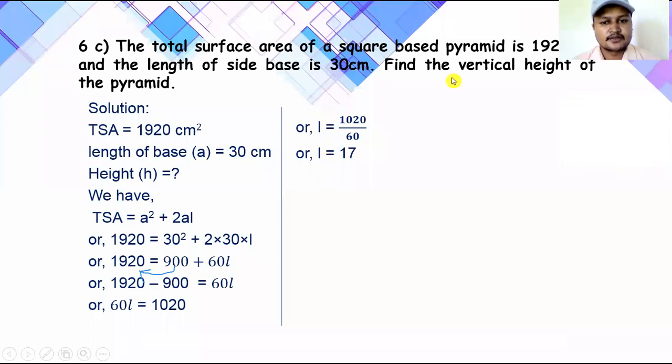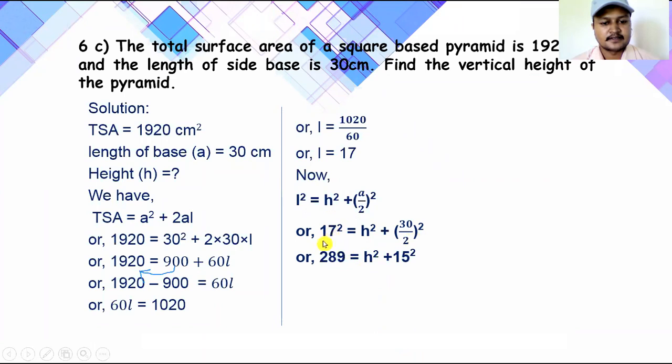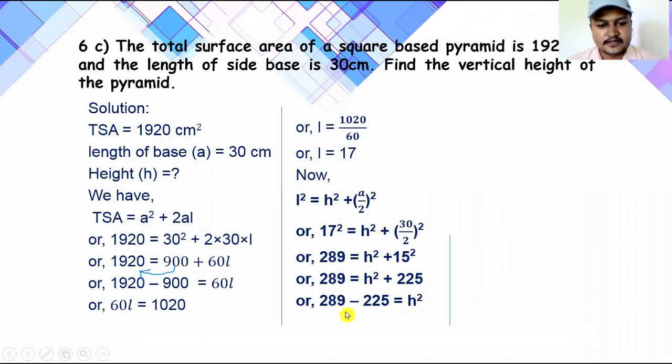After this, to find the vertical height, use the Pythagorean theorem. L square is equal to h square plus (a by 2) square, that is 17 square is equal to h square plus (30 by 2) square, which is 15 square. 17 square is 289, and 15 square is 225. So 289 minus 225 is equal to h square. Subtract it: 289 minus 225 is 64, and the value of h is 8 centimeter, and it is our required answer.